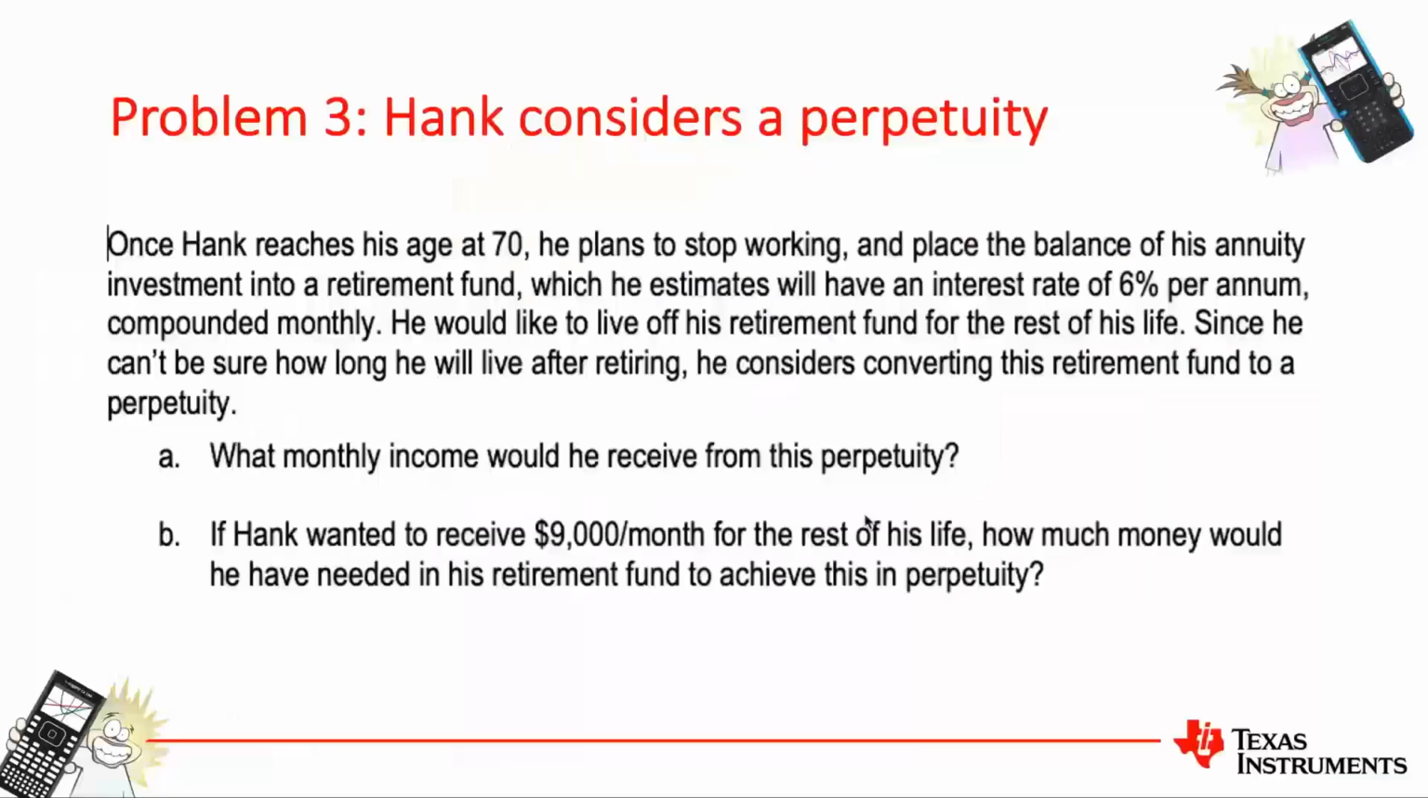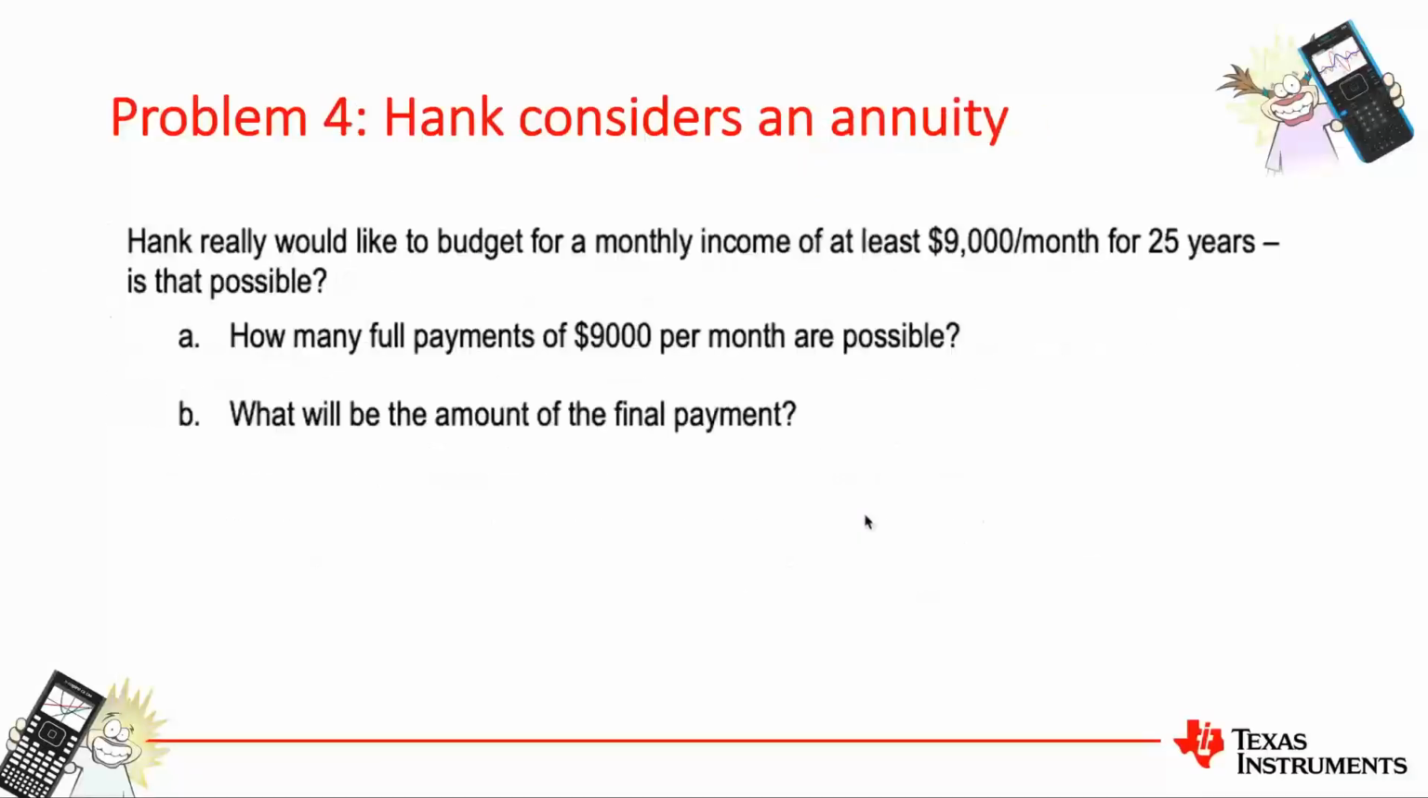And the final problem is Hank considering an alternative, which is not a perpetuity, and he's going to punt on how long he's going to live. He reckons that, okay, when I'm 70, I'm going to take a punt on doing it for 25 years, so I'll be 95. Can he get $9,000 a month for 25 years after he retires?